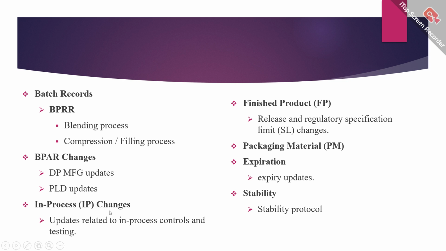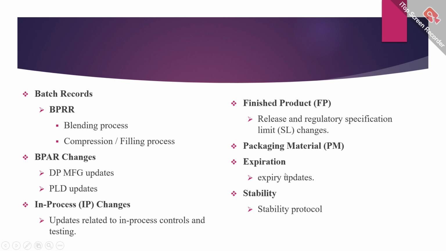And next, in process changes. In process changes are nothing but whatever the test we perform on the blend, that is the in process specification we will be having. And next, finished product. In the finished product, we will be having both release and regulatory specifications. Next, packaging material codes. Packaging material components, whatever we use, all those versions, spec versions will be updated.